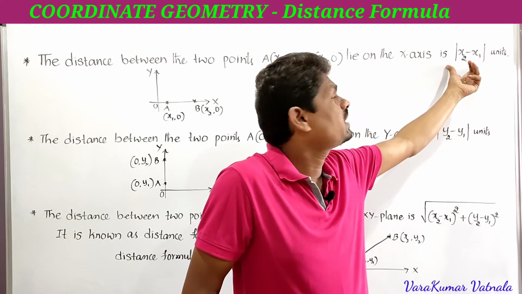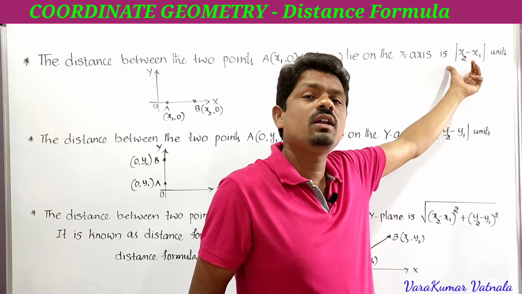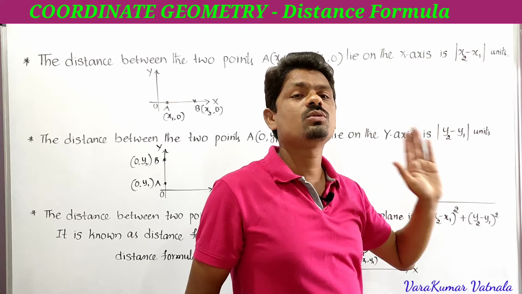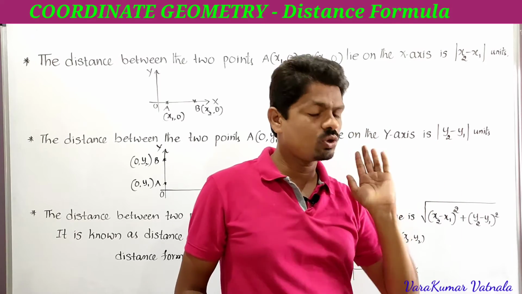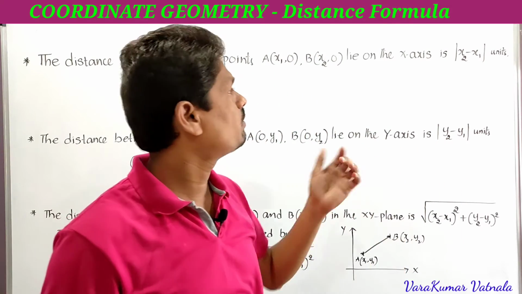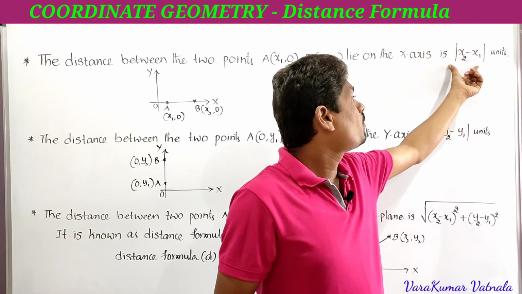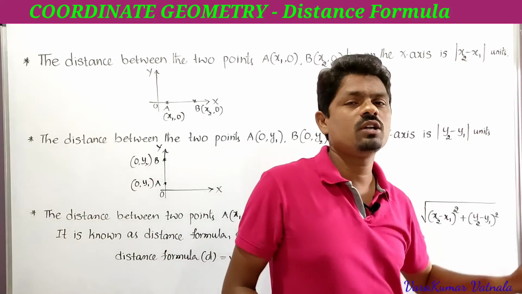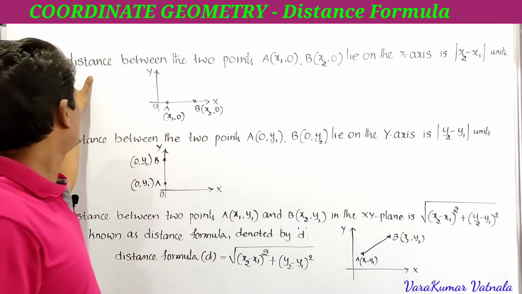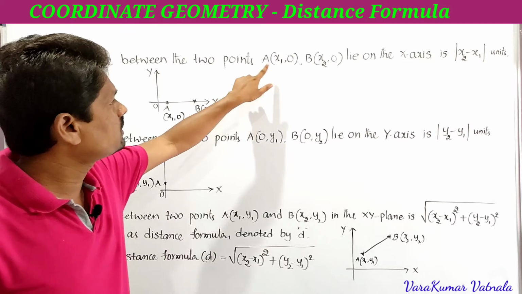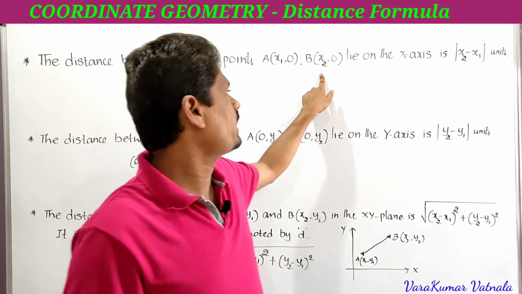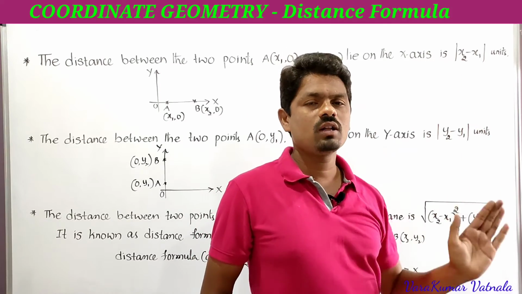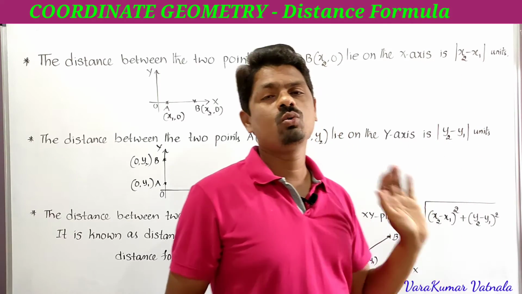So modulus indicates that even if we get a negative value, we have to take it as positive. Suppose the modulus of minus 4 is also equal to plus 4, that we have to remember. So here, modulus of x2 minus x1, since it is distance, we can say units. So the distance between the 2 points A (x1, 0) and B (x2, 0) which lie on the x-axis is modulus of x2 minus x1 units.